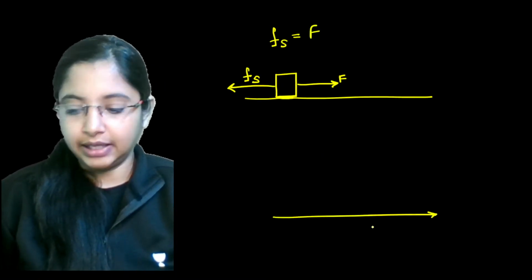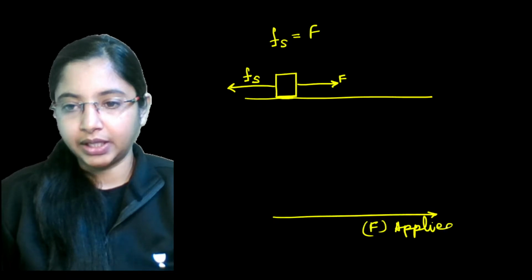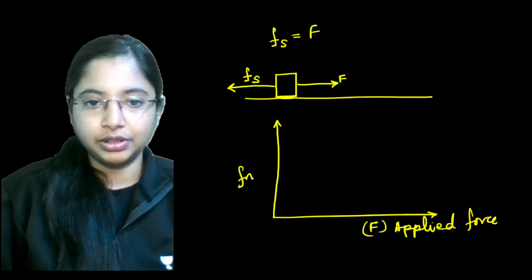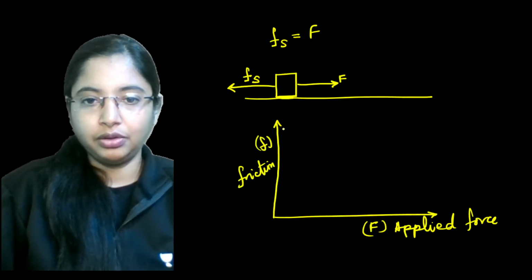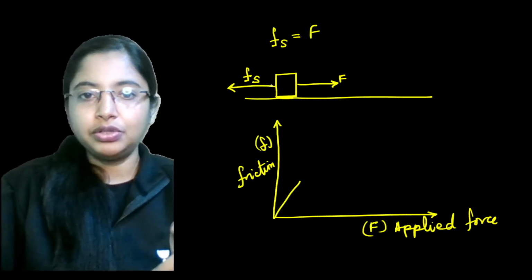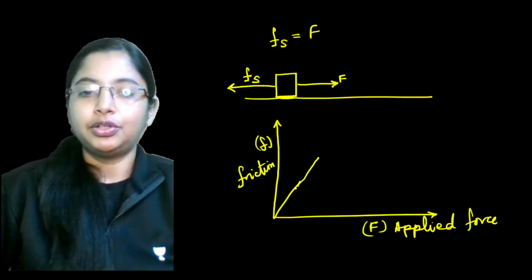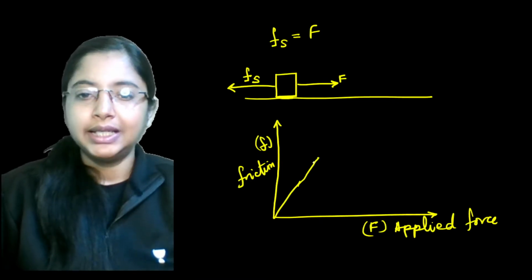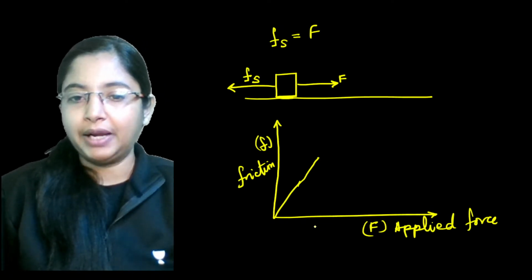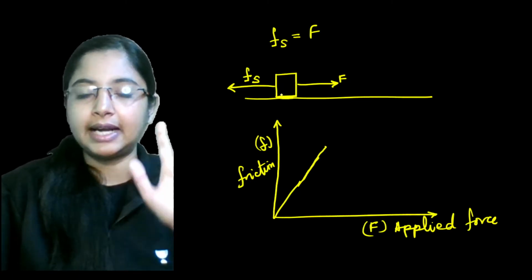So, if you take this axis to be your applied force, let's take applied force along the x-axis, and let's take your friction force along the y-axis. Okay, so you apply a force, you keep increasing the force. As you're increasing the force, the static friction force is also increasing, which means your object is not moving at all. You push it even further, and it is still not moving, which means there is a static friction force produced, which is equal to your applied force. So initially, as the applied force is increasing, the static friction force is also increasing.